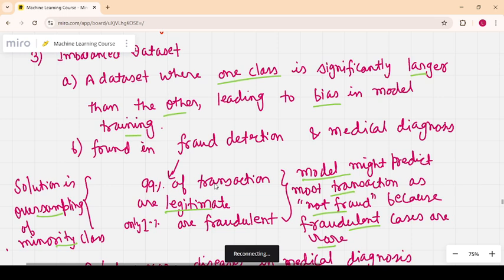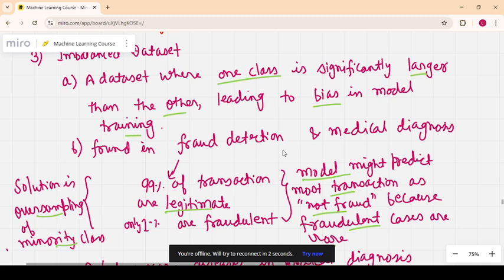Let us consider a scenario where you are given a task of building an AI model. You need to detect whether a given transaction is fraudulent or legitimate. So you must first pay attention to how many samples of class 1, class 2, class 3 there are. Here there are two classes, legitimate and fraudulent. Suppose 99% of the data set is legitimate, there is no fraud, but only 1% of the data set is fraudulent.